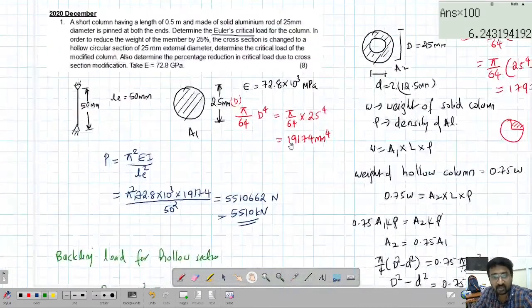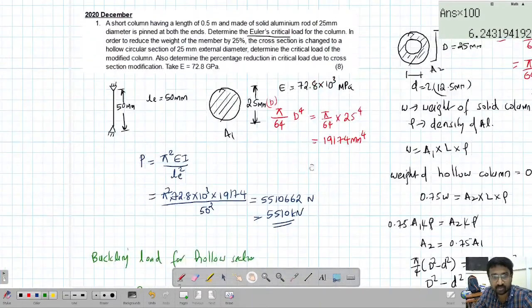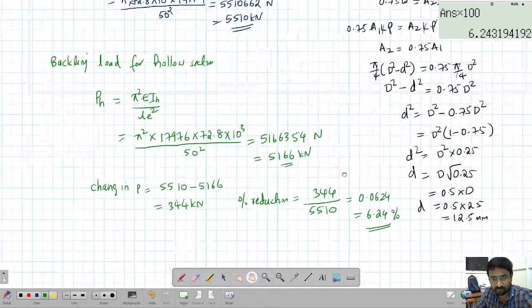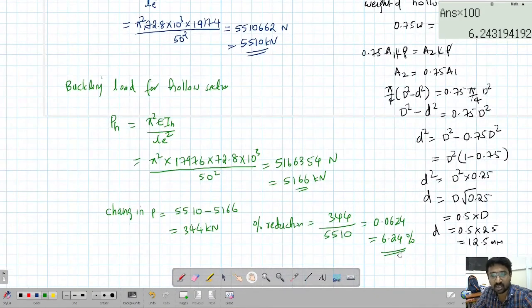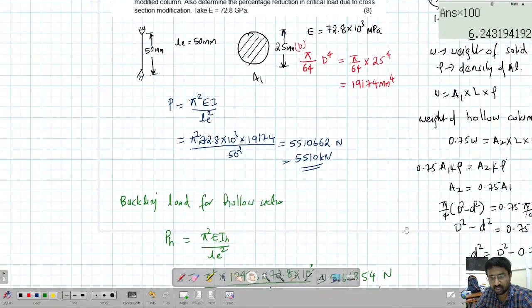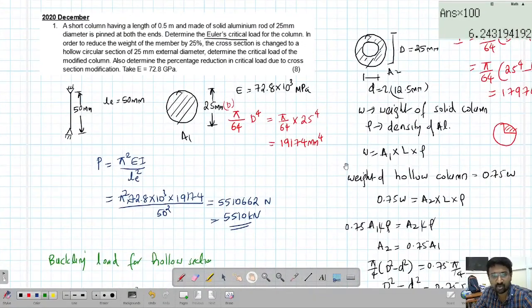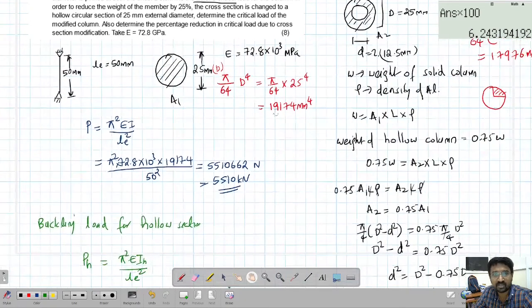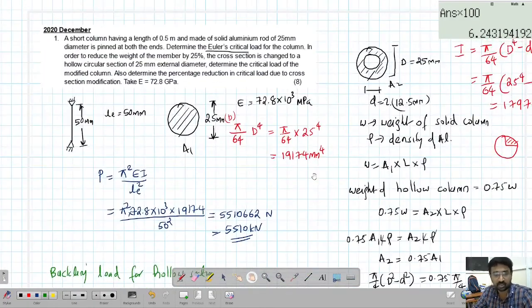So you can see, even though we have reduced 25% of the material, there is only a 6% reduction in the strength. So it is always preferred that you can remove the material and save some cost. The cost saving for 25% material will be a lot compared to the reduction in strength that we have. So basically the strength of the column has been reduced by 6.24%. That's how you solve this problem. I hope this problem is clear. It's a direct problem. The only thing is this 25% could confuse some students, but otherwise it is a direct application of Euler's buckling formula. So that's all. Thank you. We will solve another problem in the next video.